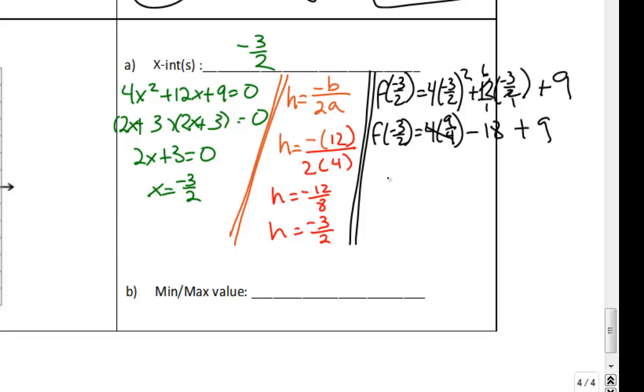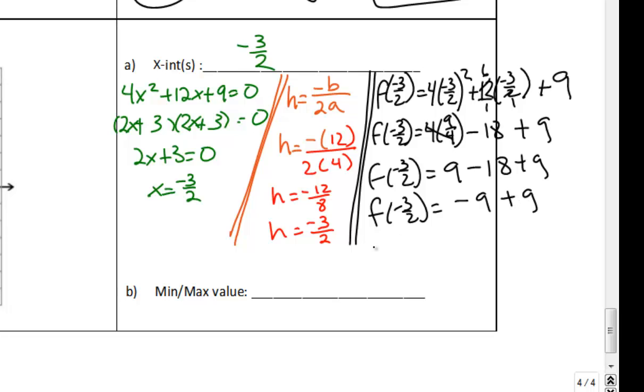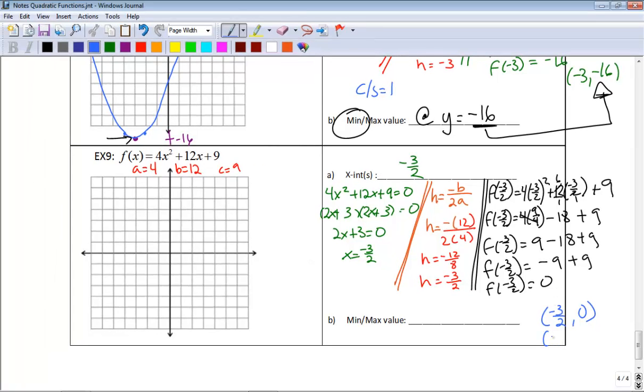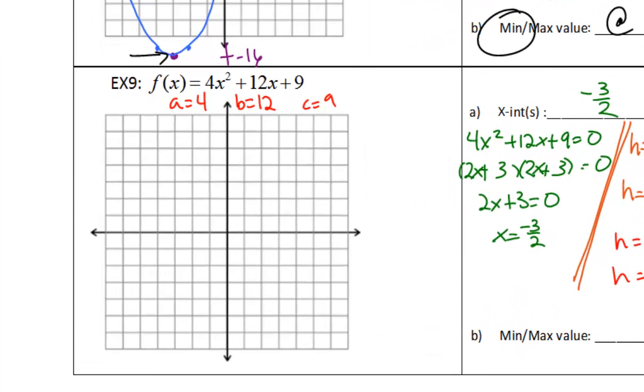Well, here my 4's cancel. f of negative 3 over 2 is equal to 9 minus 18 plus 9. Well, 9 minus 18 is equal to negative 9, and negative 9 plus 9 is equal to 0. So the vertex for this particular function is negative 3 over 2, comma 0. And again, if I don't know where negative 3 over 2 is, maybe it's worthwhile making it into a decimal. Negative 3 over 2 is negative 1.5, comma 0. All right, so let's graph the vertex. So negative 1.5, comma 0. So negative 1.5, 0, right there.